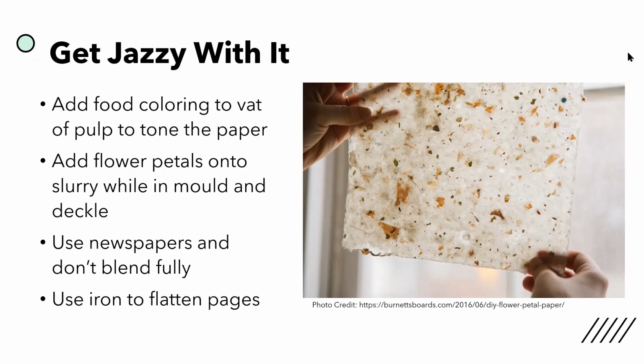And then another thing you can do, instead of just using scrap papers, is use newspaper for a vintage feel. If you don't blend it fully, you can have chunks of newspaper, and you can use it to print pictures on and such to create your own custom art. Another thing I read about is that some people will use an iron to help flatten out the pages afterwards. Then you'll store them in a book or under something heavy to keep them from bending.